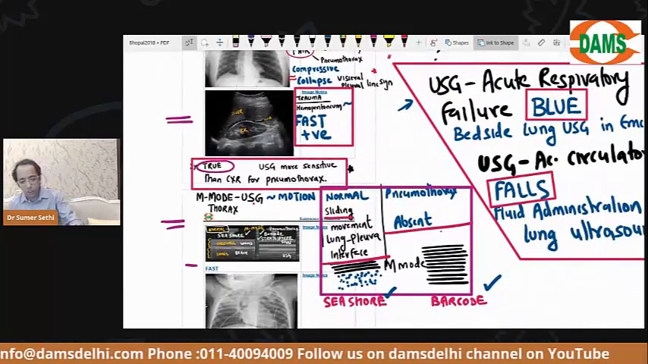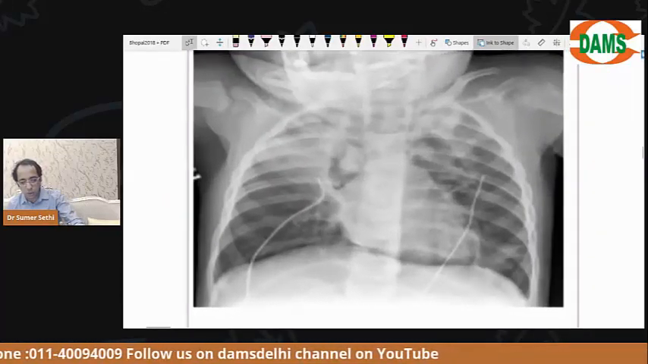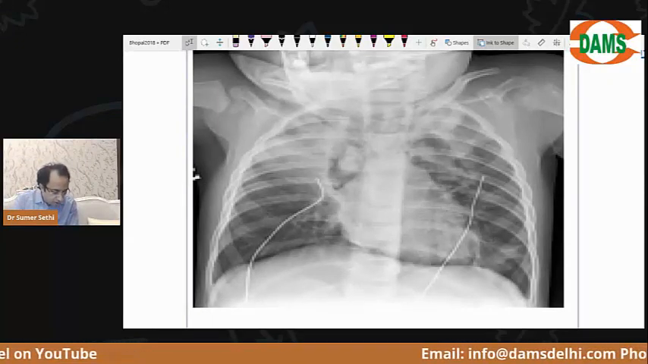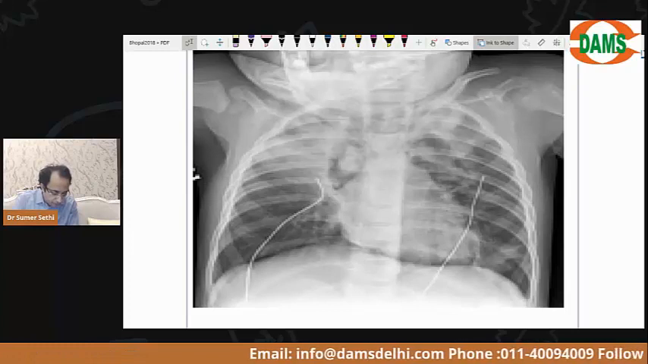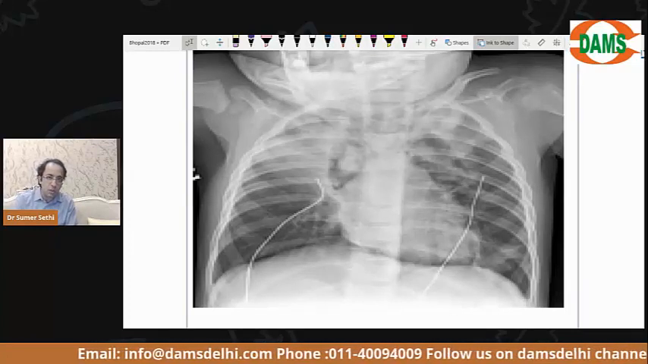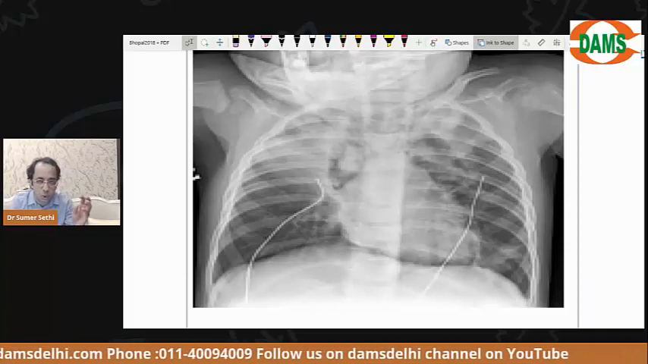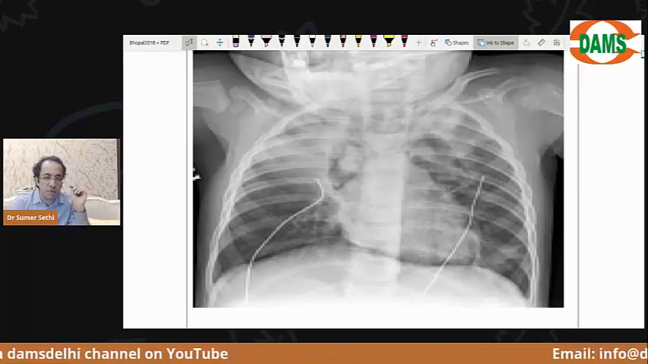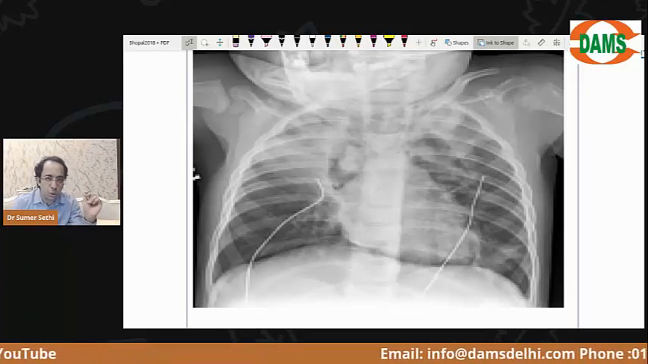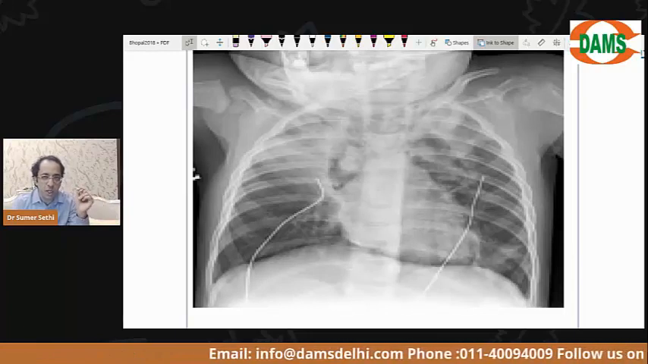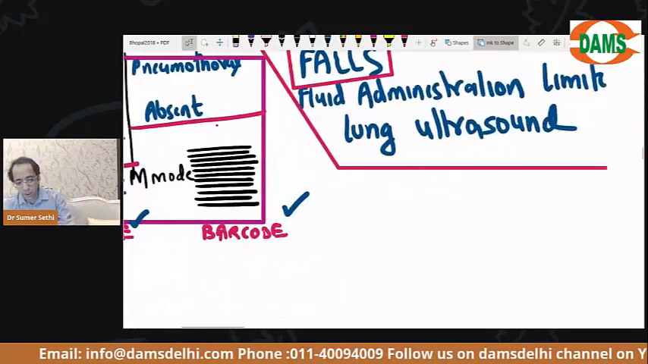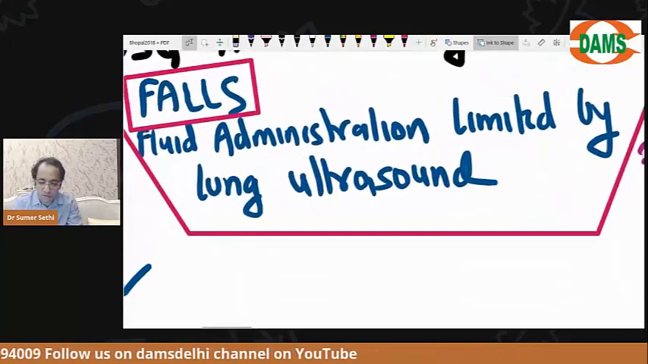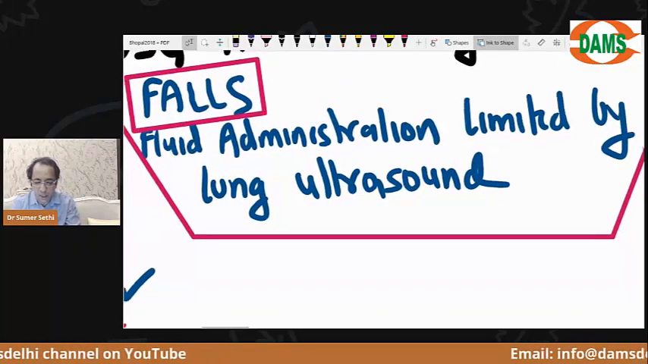Now, once you understand this, I will give you an x-ray to solve. Again, you might have seen this x-ray in your surgery class as well, right? Beta, FALLS is also an ultrasound protocol and BLUE is also a protocol of ultrasound. Just like FAST is a protocol that we use in trauma. BLUE is a protocol to be used in respiratory failure. FALLS is a protocol to be used in circulatory failure. FALLS is fluid administration limited by lung ultrasound.